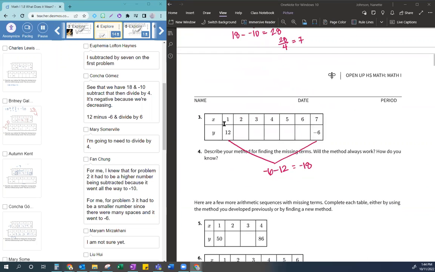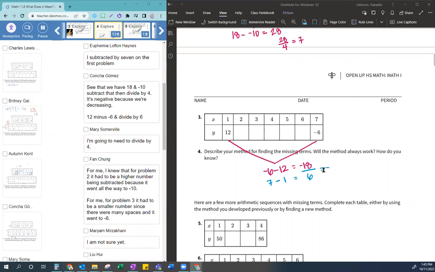I get it. So from 1 to 7, how far is that? Yeah, it's 6 away. So I'm going to go with 7, take away 1 is 6. And then what do I do with these two numbers? Yes, I'm going to divide. And I get -3, Miss Johnson.